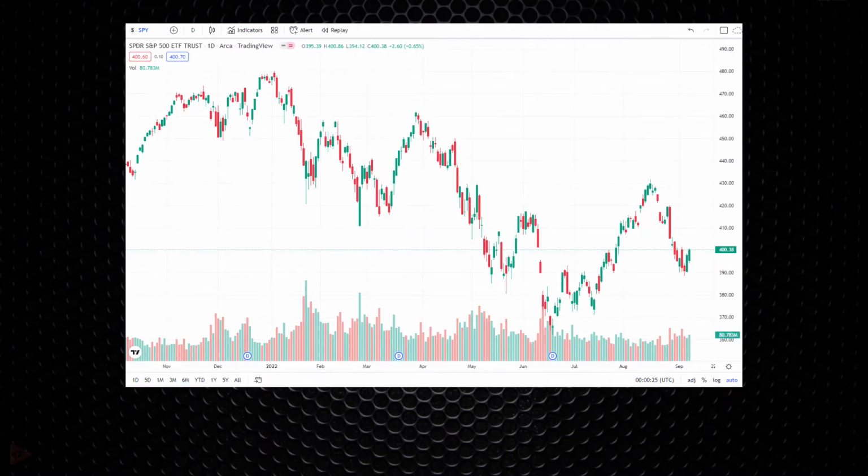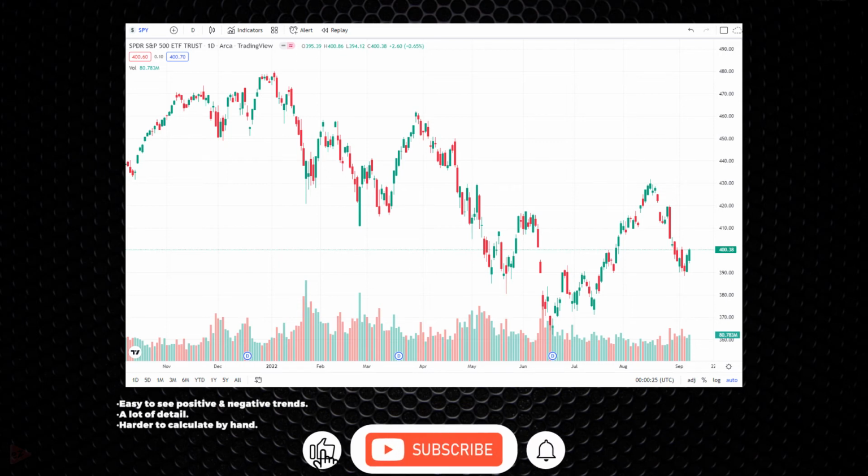Now, the advantage of Japanese candlestick charts is that it is more visual. It's very easy to see positive and negative trends. There is a lot of detail in these charts. The disadvantage is that it's harder to calculate by hand, and if you want to be a pro, you need to study the patterns. The patterns will be covered in an upcoming video.